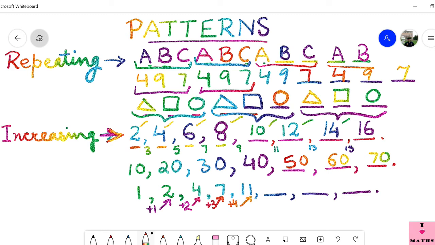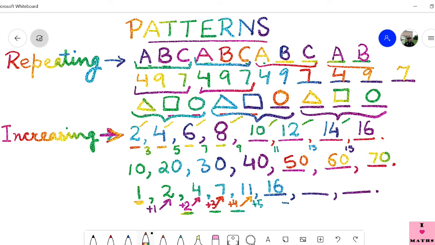So, what is the pattern? We are adding the numbers like this. In the first number, 1 was added. In the second number, 2 was added. In the third number, 3 was added. In the fourth number, 4 was added. So we are going to add 5 to 11 to get the next number. So 11 plus 5 would be 16.